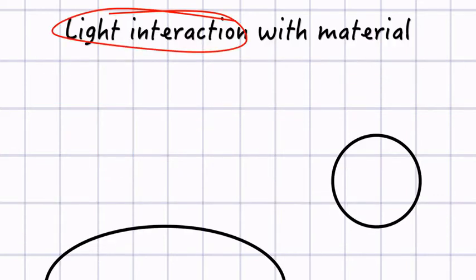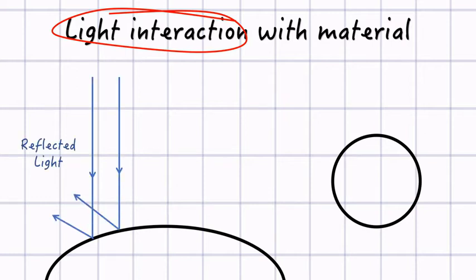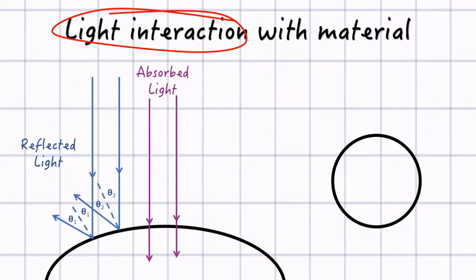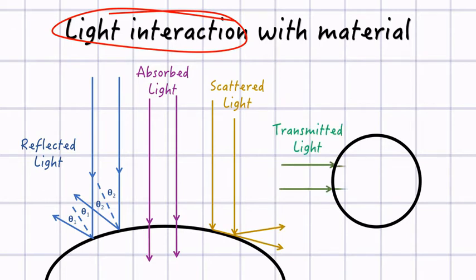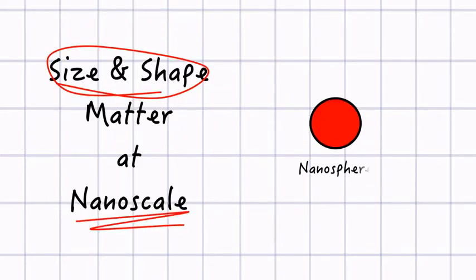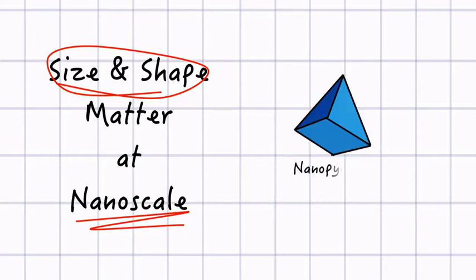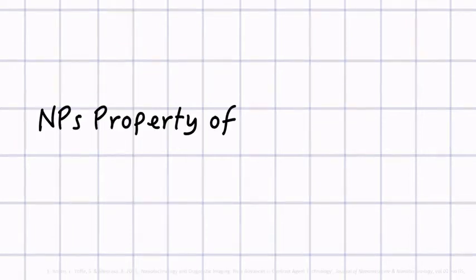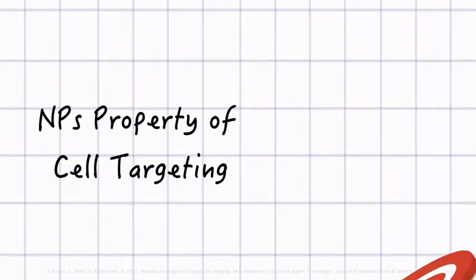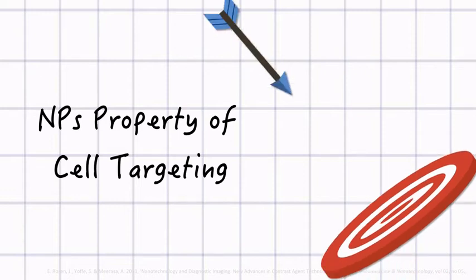When light interacts with bulk materials, the amount of reflected, scattered, absorbed, and transmitted light decides the color we see, and is unique for the material itself. Different sizes and shapes of nanoparticles of the same material show different physical and chemical properties. The technology is based upon contrast nanoparticles with the properties of cell targeting.